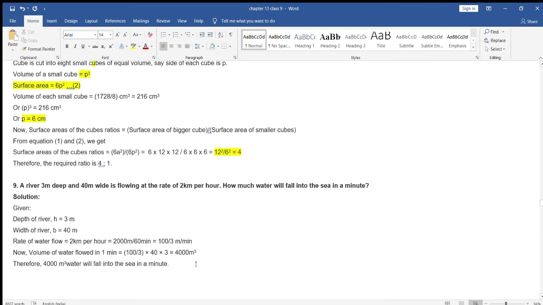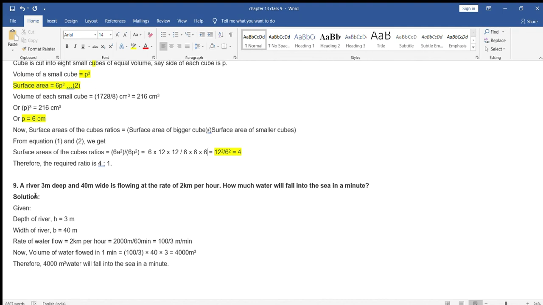This is our last question of this exercise. Just have a look at what our last question is. A river is 3 meter deep and 40 meter wide, and it is flowing at the rate of 2 kilometer per hour. The question is, how much water will fall into the sea in a minute?